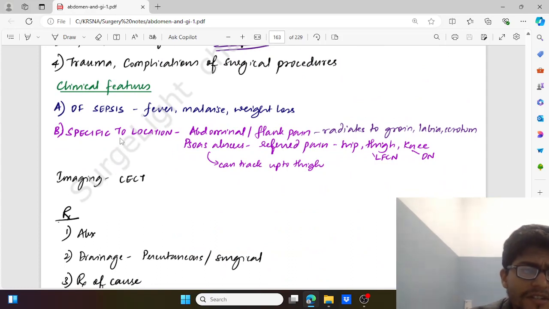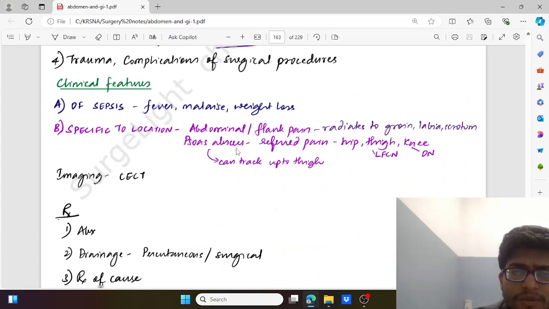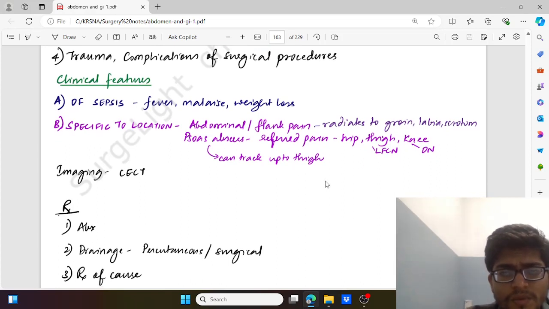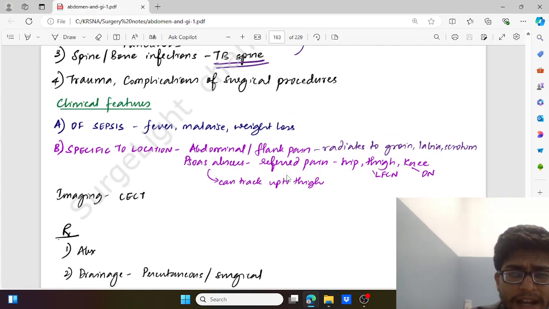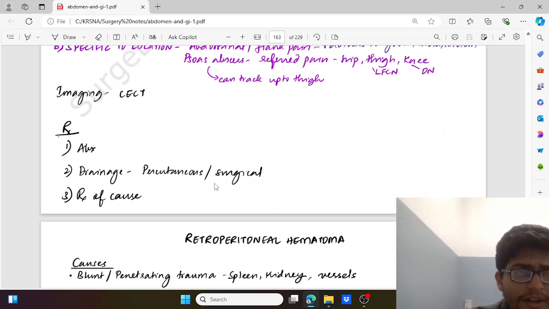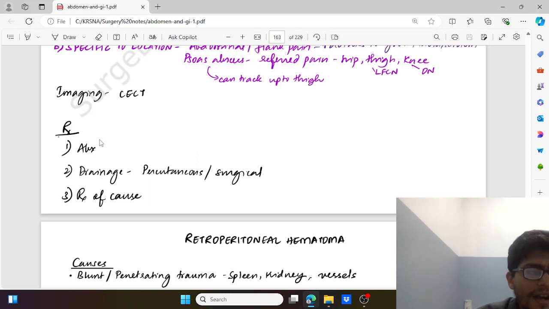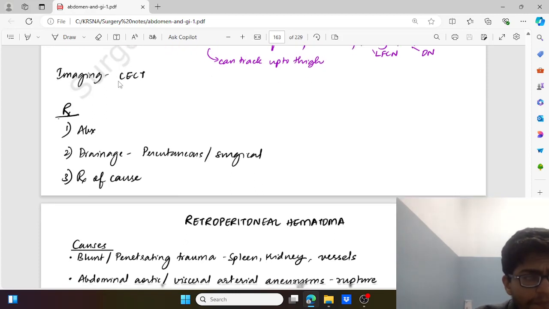Then the clinical features: signs of sepsis, fever, malaise, weight loss, and specific to the location, could be abdominal or flank pain radiating to the groin, labia and scrotum. Psoas abscess, pain radiating preferentially to the hip, thigh, knee, and can also track down the thigh. Imaging: contrast enhanced CT scan is the gold standard, and even ultrasound can give us some picture.